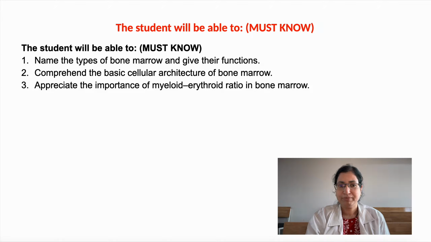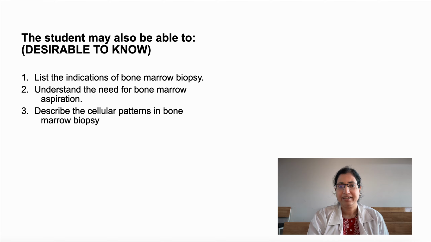In bone marrow, after this lecture the student will be able to name the types of bone marrow and give its functions, comprehend the basic cellular architecture of bone marrow, and appreciate the importance of the myeloid erythroid ratio in bone marrow. These are the must know areas. The student may also be desirable to know and list the indications of bone marrow biopsy, meaning in which diseases there will be an indication of bone marrow biopsy. Understand the need for bone marrow aspiration. Describe the cellular patterns in bone marrow biopsy.